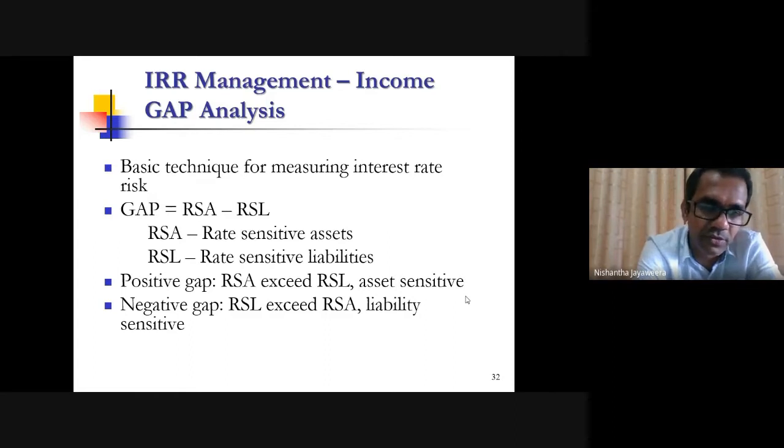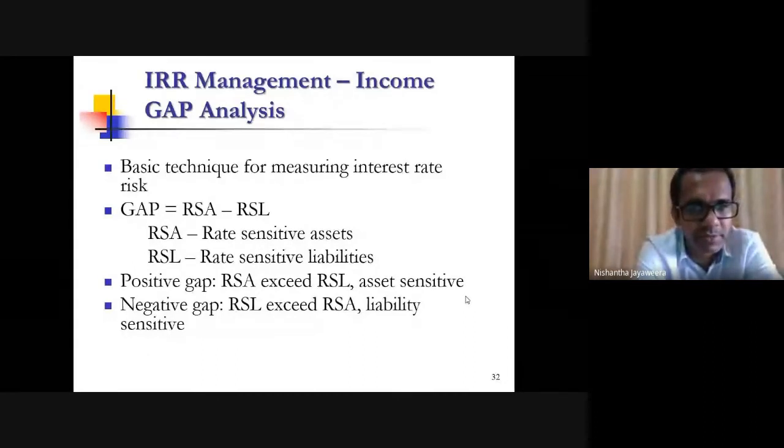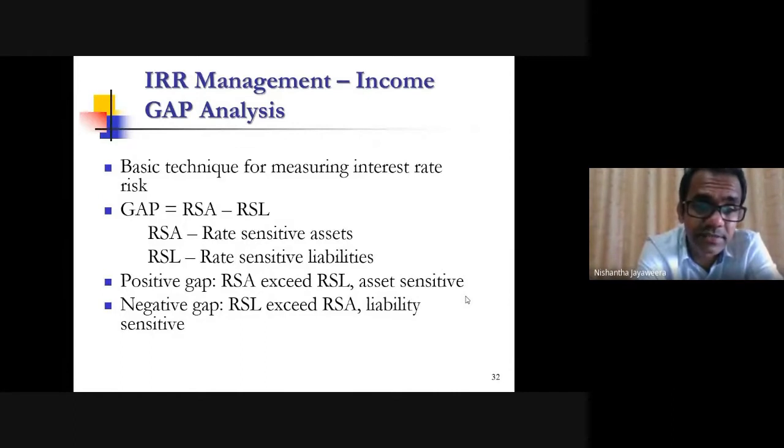Why do we do it here? We are mostly worried about the interest rate risk, not the liquidity requirement. That's why we use only the rate sensitive assets. For liquidity, we don't consider whether it's rate sensitive or not.